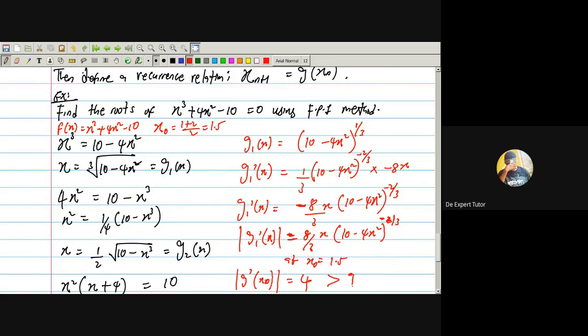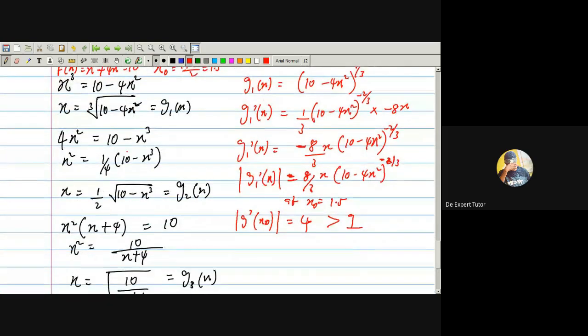Definitely, this is greater than 1. If I use this one, you observe that it will give me a solution that will diverge. It will not obey that condition. Let's go to the next one.